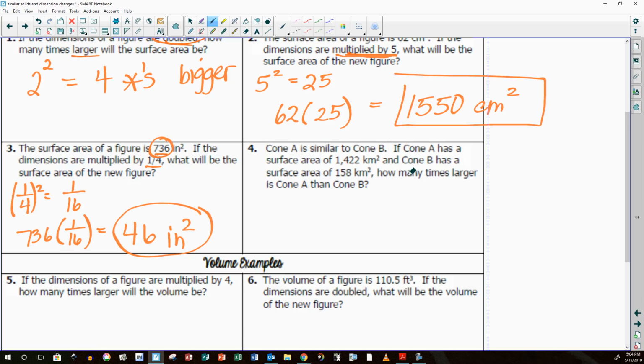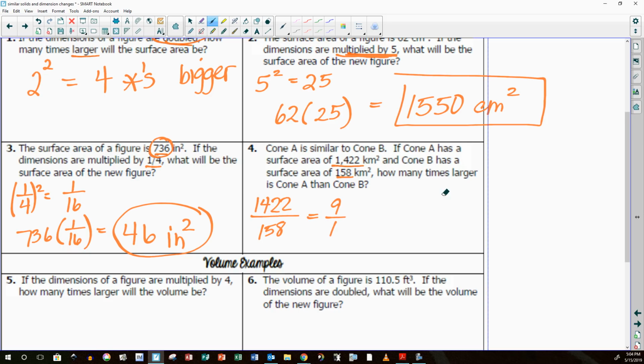Cone A is similar to cone B. If cone A has a surface area of 1422 and cone B has a surface area of 158, how many times larger is cone A than cone B? So what we're going to do is think about it just like the SAV table. We're going to figure out what our scale factor is. So 1422 divided by 158 is 9/1.